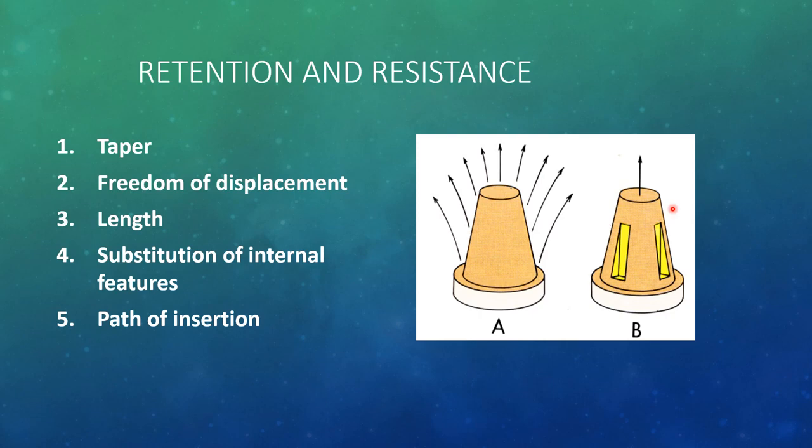Length should be adequate, guys, and we cannot stress this more. If you have an over-contoured or reduced crown, it will keep dislodging, and there will be no point in doing it, guys. Substitution of internal features: if required, you can put in some grooves or a box, if it's going to help you in retention. Do it and incorporate it. Path of insertion: if you have given all the mentioned characteristics, then it should be one. There will be no multiple paths of insertion, and the crown will usually not dislodge.